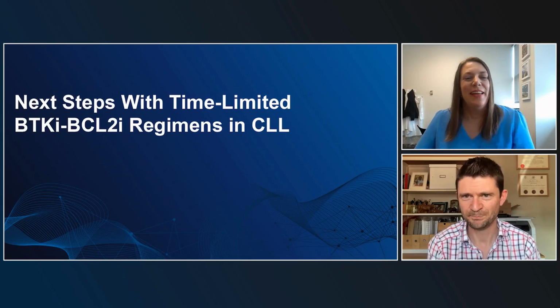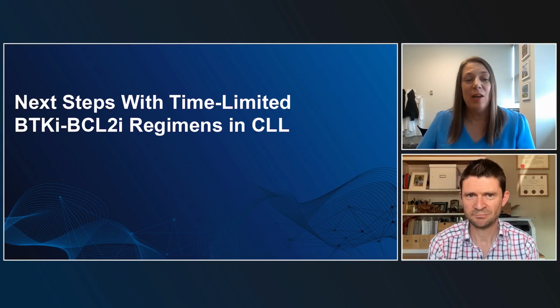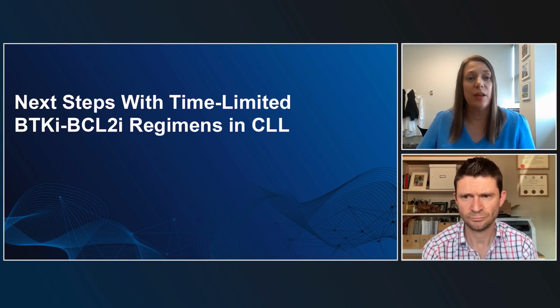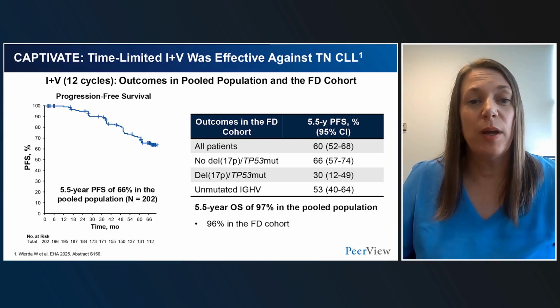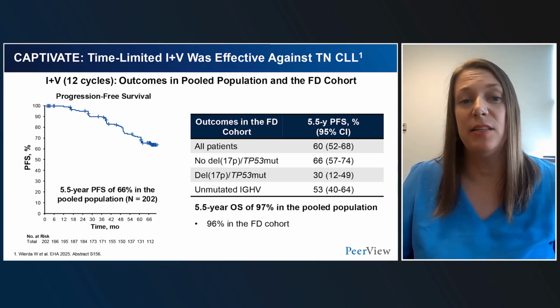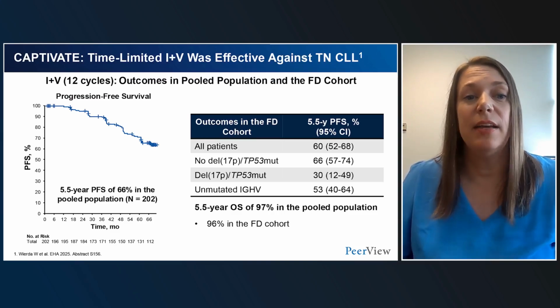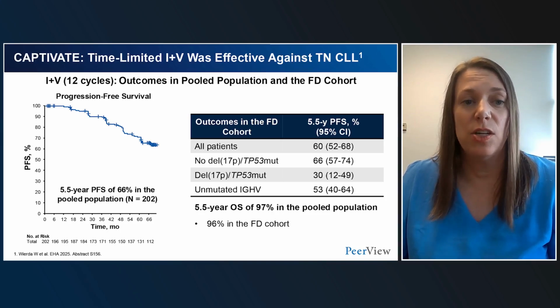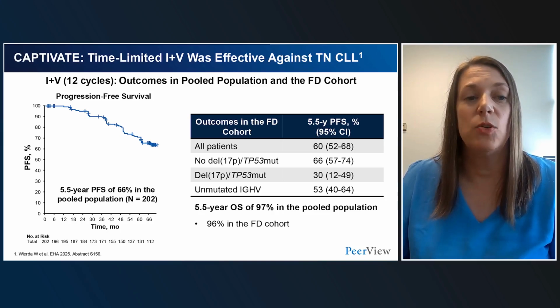Thanks, Toby. The time-limited BTK inhibitor, BCL2 inhibitor regimens have really exploded over the last few years. The first regimen that has been studied was the first-generation BTK inhibitor ibrutinib with venetoclax, and this was tested in a variety of different settings. Here's some data recently presented on the Captivate study. This is the fixed-duration cohort where everybody received 12 cycles of the combination.